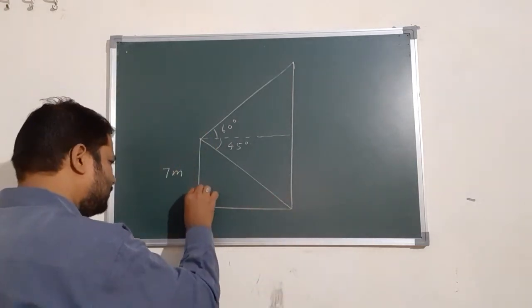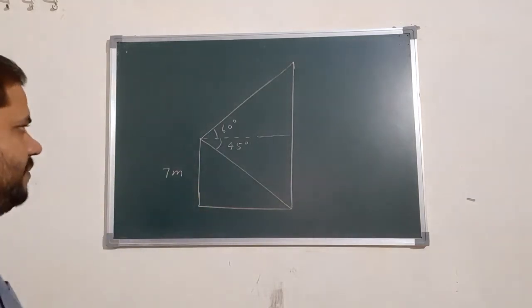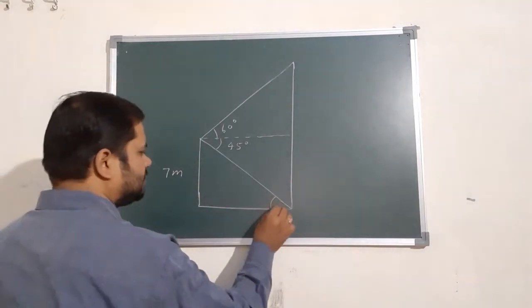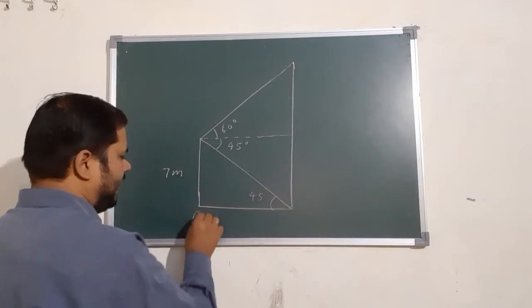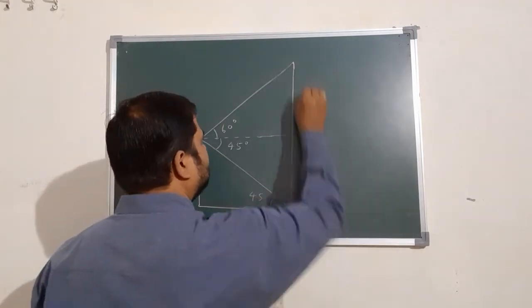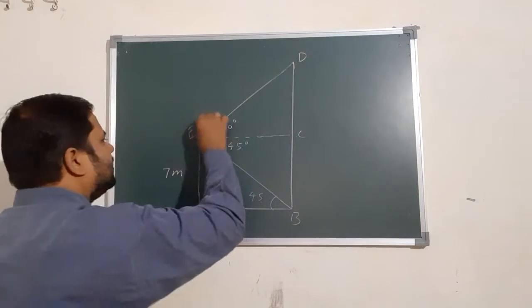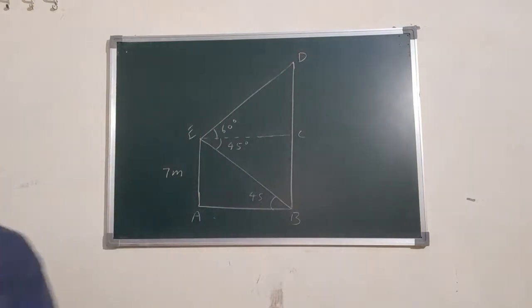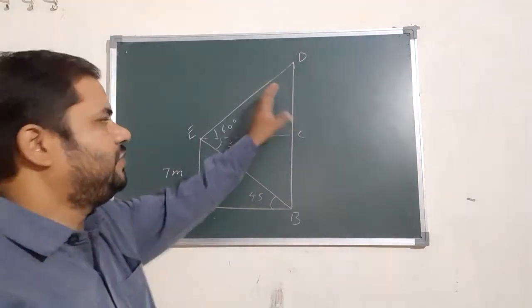This is nothing but 45 degrees. So you know very well this becomes 45. Naming of the CDE. Okay. Now we need to find the height of the tower. We need to find the height of the tower.